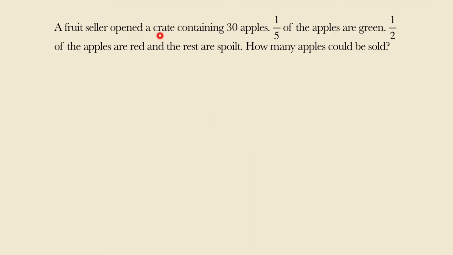A fruit seller opened a crate containing 30 apples. 1/5 of the apples, we know the actual number here, it's 1/5 of 30, were green. Half of the apples are red. Hey, we know the actual red apples as well. Half of 30. The rest are spoiled. How many could be sold? Ooh, tricky question. Now, we don't care about what's spoiled, right? Those can't be sold, ideally, unless you're rubbish. Your shop is not going to treat the customers well.